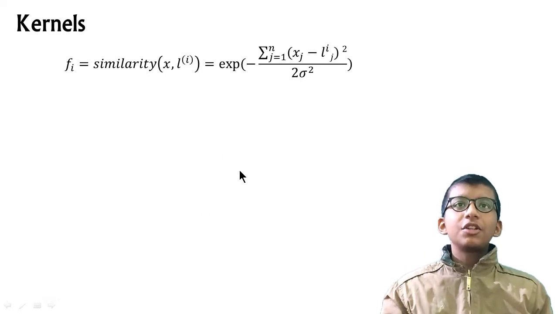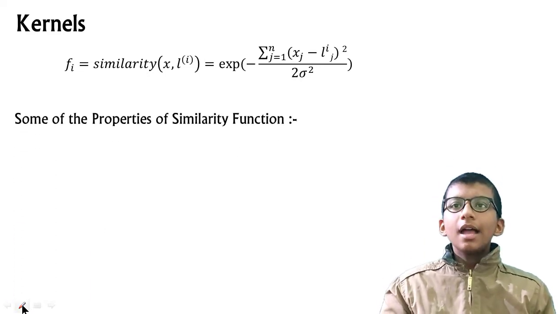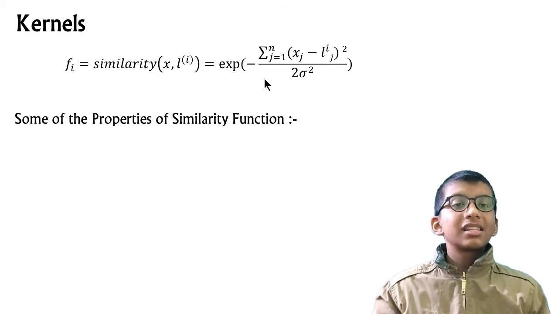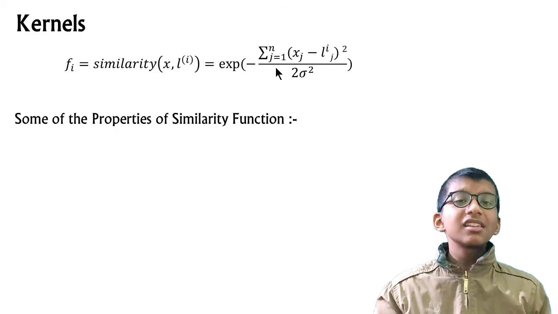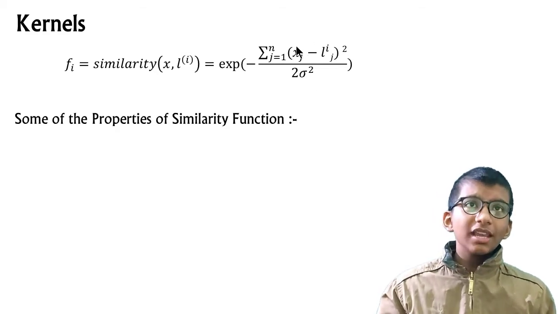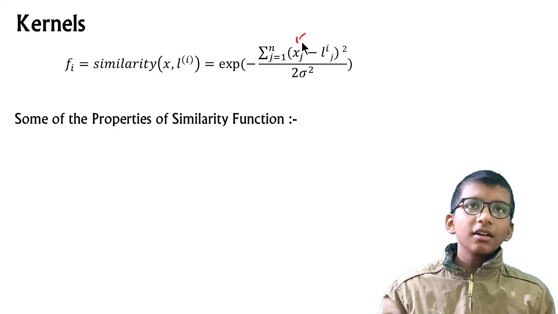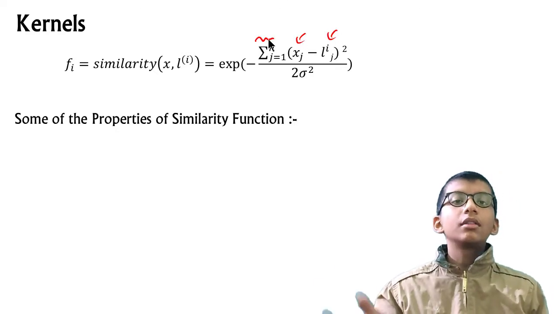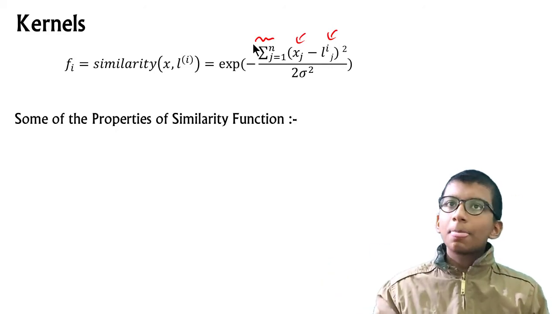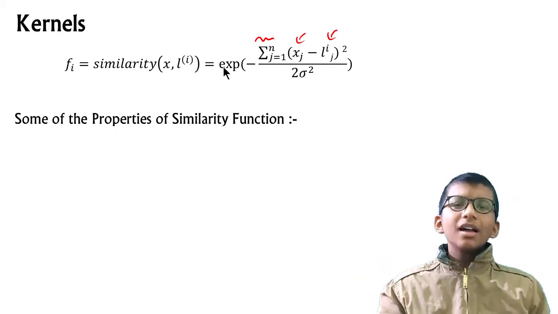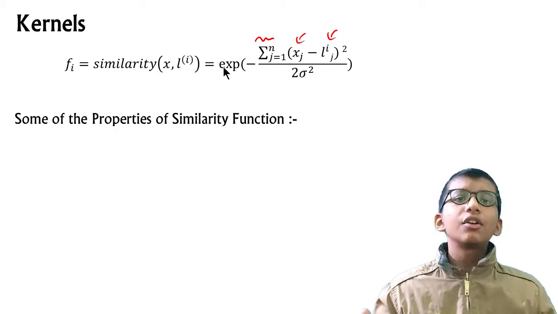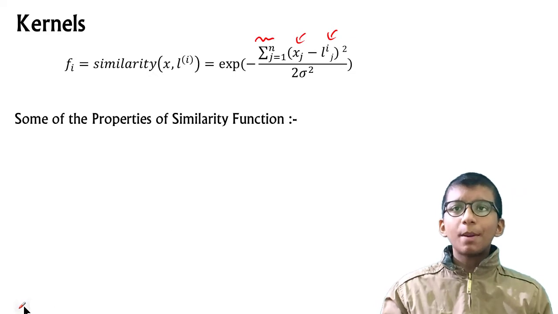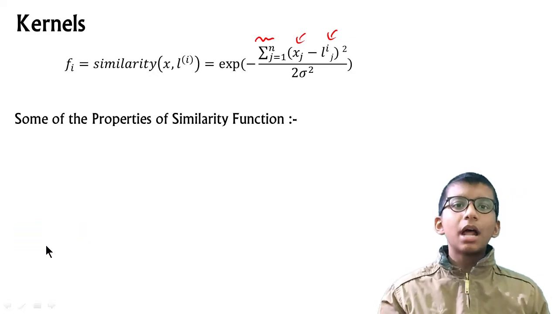In the similarity function, we can write it over n features with a single summation, xj minus li, the same thing as before but written out over the number of features. Just the same thing. But there are a couple of properties of kernels that you should at least know about. Let's take a look at property number 1.